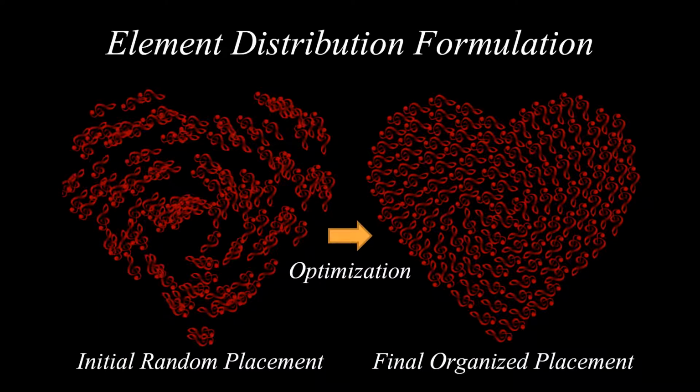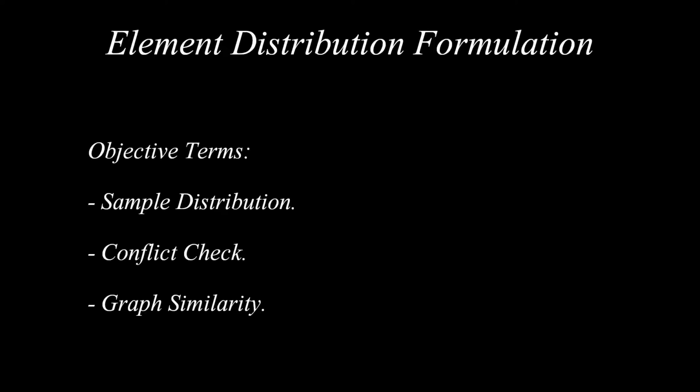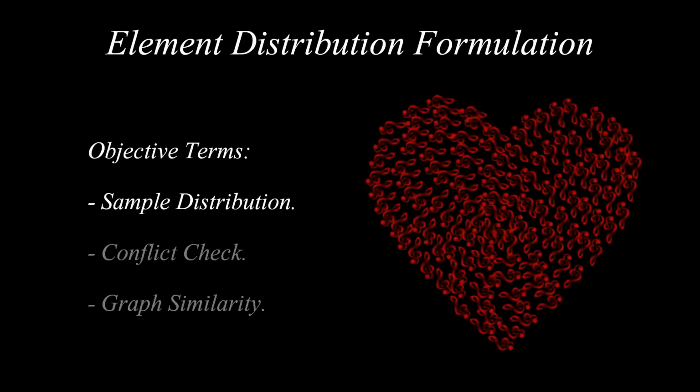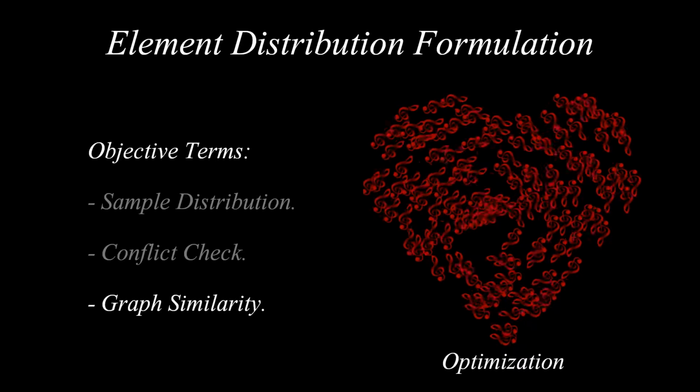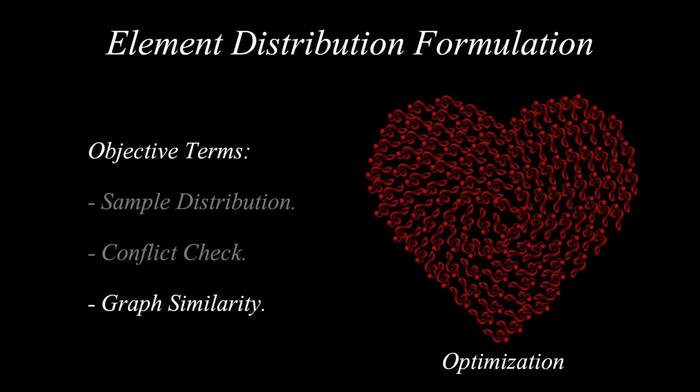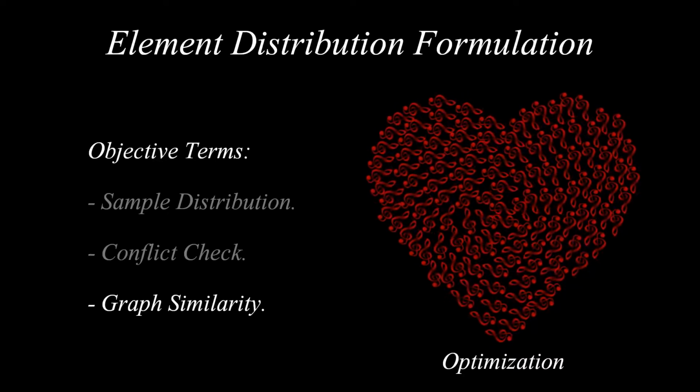Our element distribution formulation is devised to optimize the spatial locations of the elements. It consists of three objectives. The sample distribution term evenly spaces the weighted element samples. However, for dense packing, this term alone might create a lot of overlaps among elements. The conflict check term aims to reduce such overlaps. The graph similarity term can maintain the element shapes during the optimization.